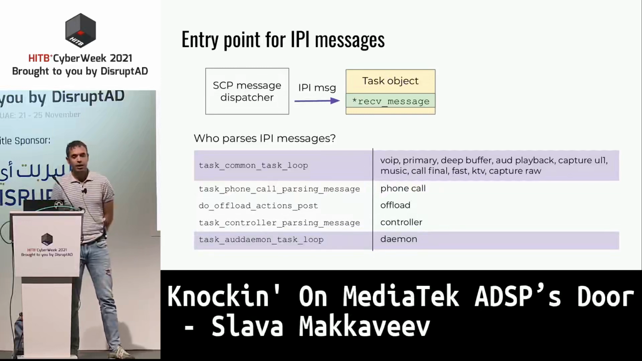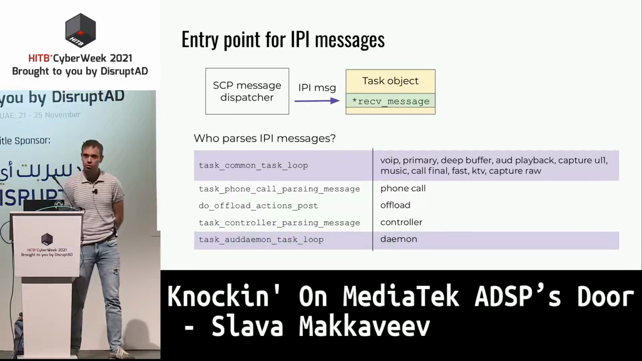So after a quick look at the extensor code and the audio DSP firmware, I see that most of the audio tasks, except phone call, upload, controller, and daemon audio tasks, use the same task common receive function, and there are only 5 functions listed on the slide that parse audio EP messages, and this is where I looked for the vulnerabilities. I reviewed these 5 functions manually, and I discovered a few vulnerabilities that could be exploited to attack the audio DSP processor from Android.